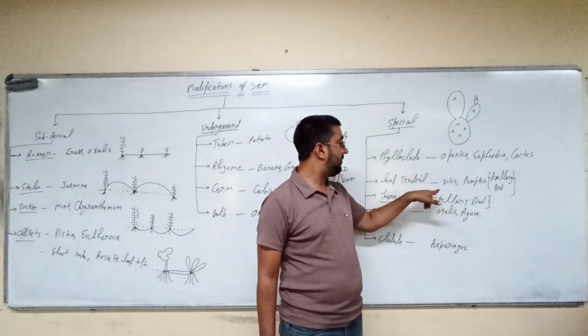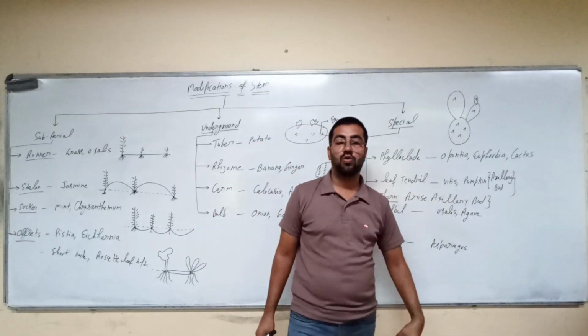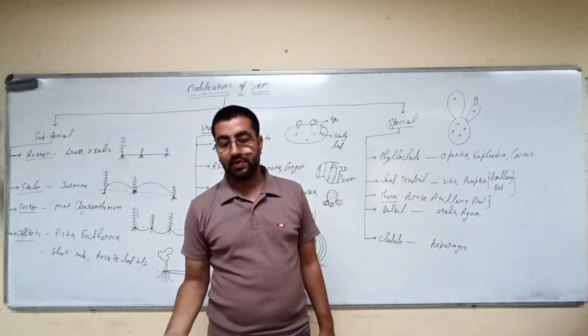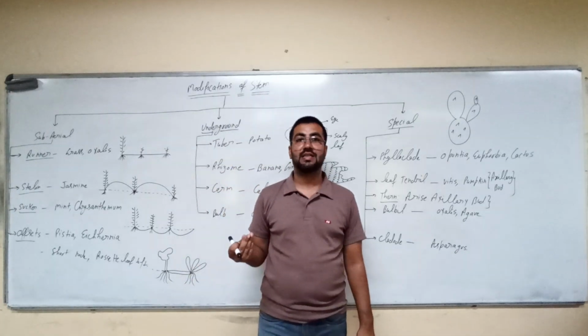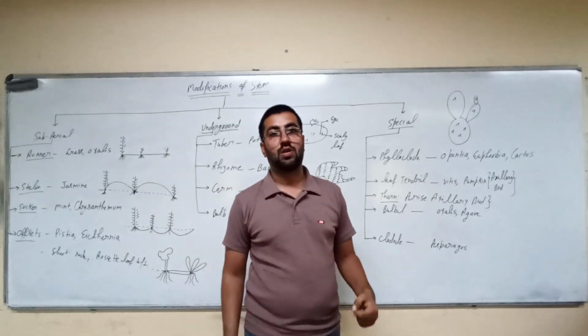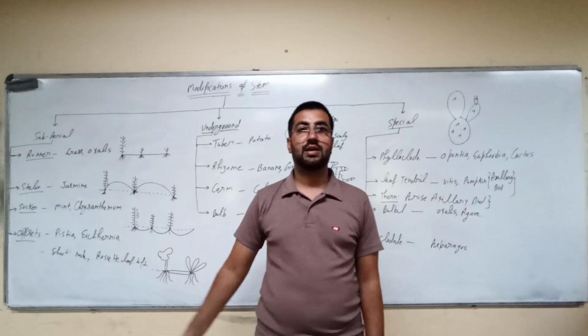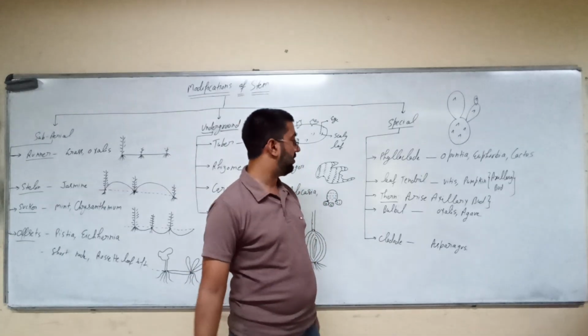Leaf tendril, you can say in pumpkin, also arises from the axillary bud on the stem, but its function is to help the plant climb along the wall and other supporting material.